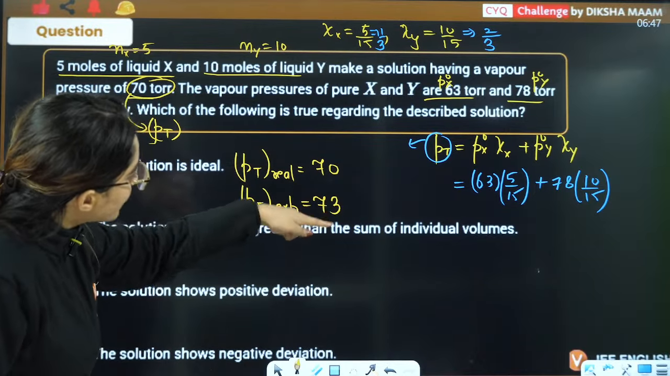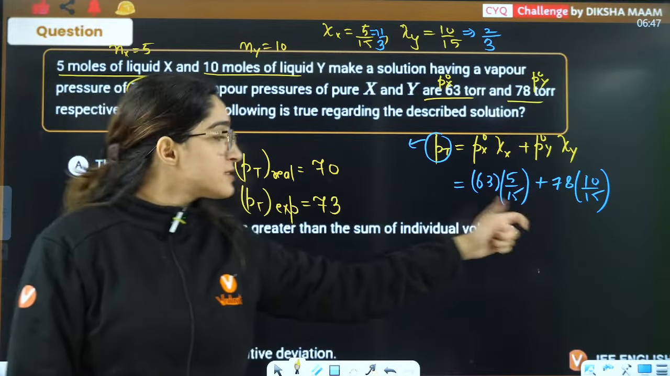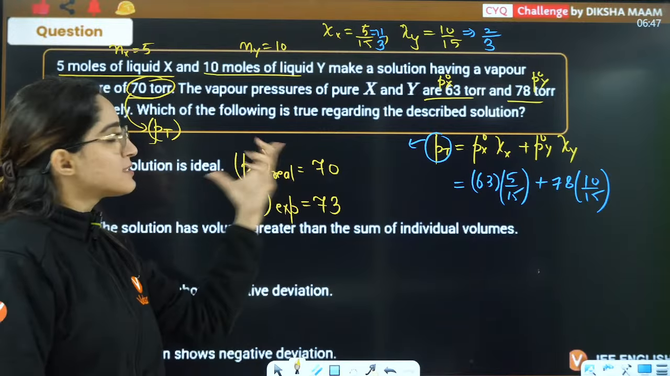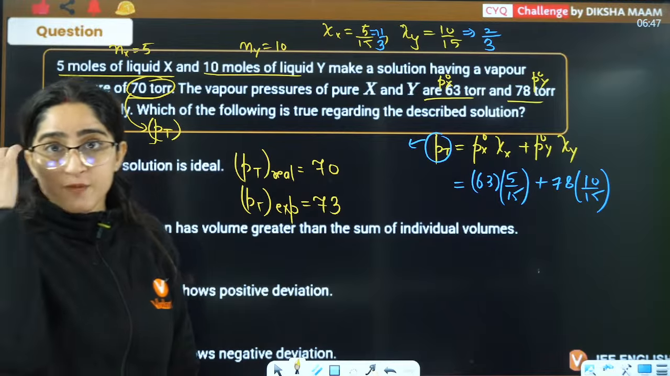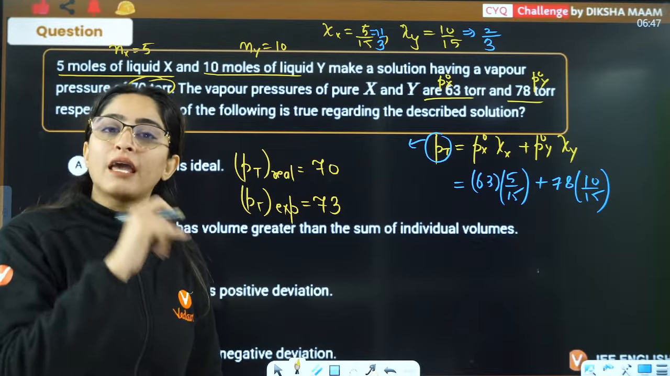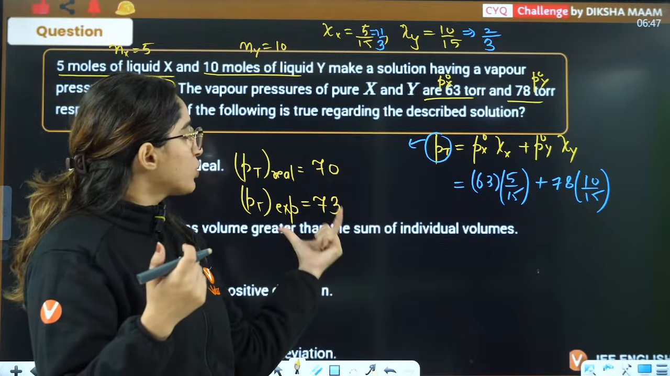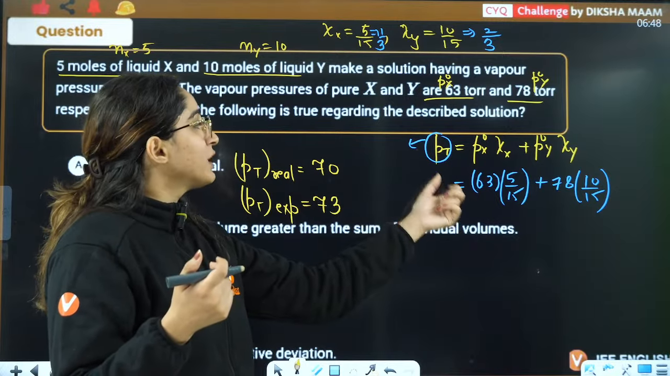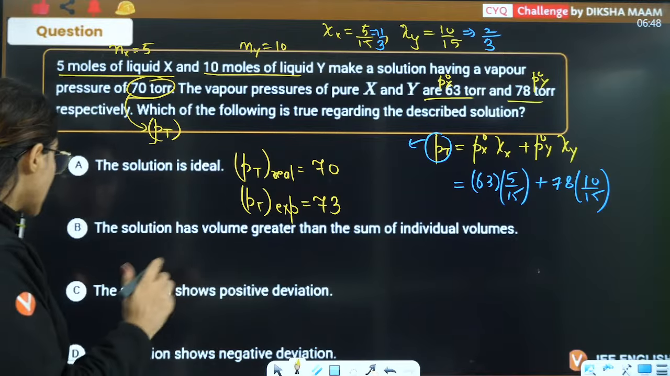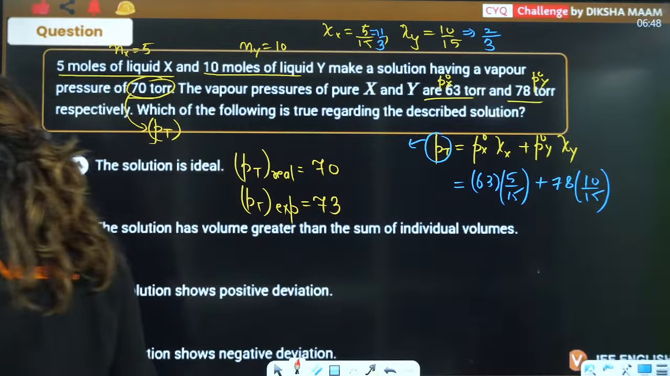So from your expectation, you have a lower value. When you only theoretically calculate, it's 73. But when you experiment, in reality it is 70. So your expectation has more value than the reality. That means this is a case of negative deviation, where we were assuming it should be equal to 73, but actually it is coming out to be 70. That means vapor pressure has decreased. So this is a case of negative deviation here, right? Okay, yes.